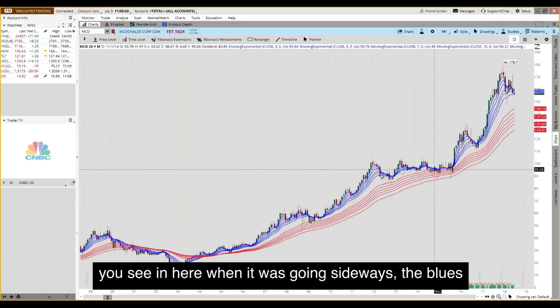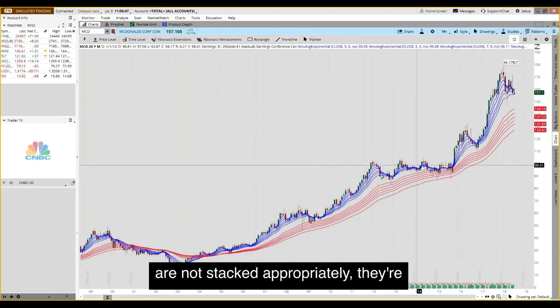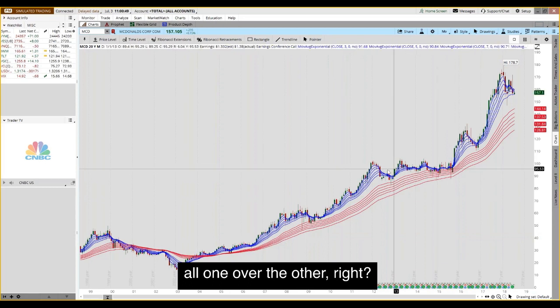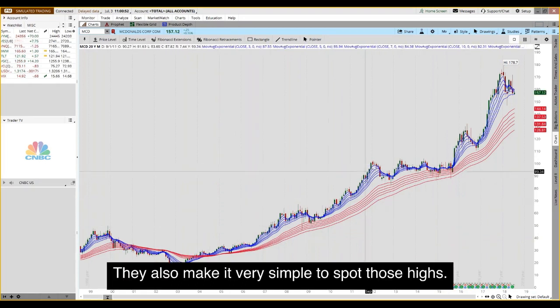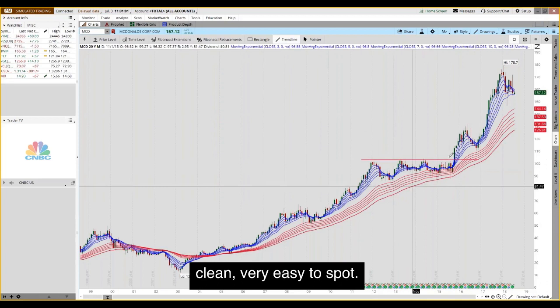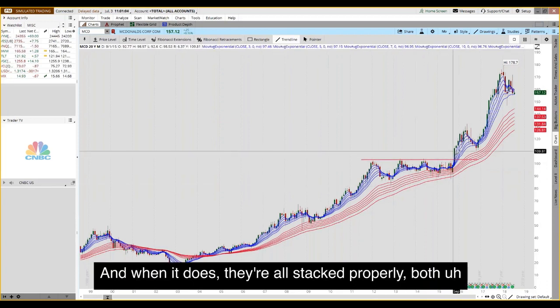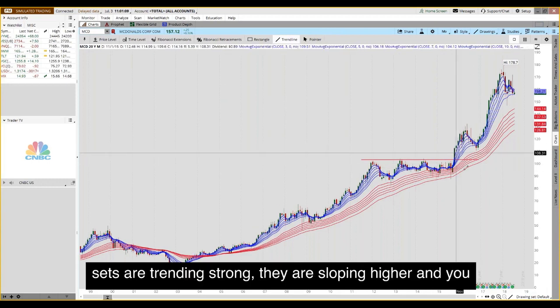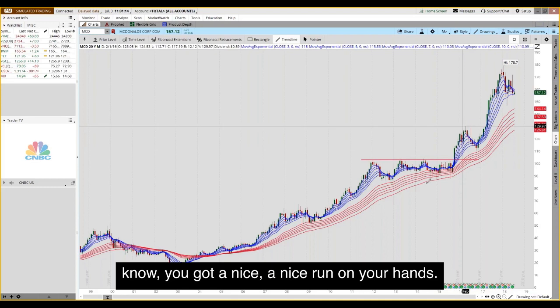You see in here when it was going sideways, the blues are not stacked appropriately. They're all one over the other, right? They also make it very simple to spot those highs. So if you want to take a break of the highs, it's very clean, very easy to spot. And when it does, they're all stacked properly. Both sets are trending strong. They're sloping higher, and you got a nice run on your hands. Okay.